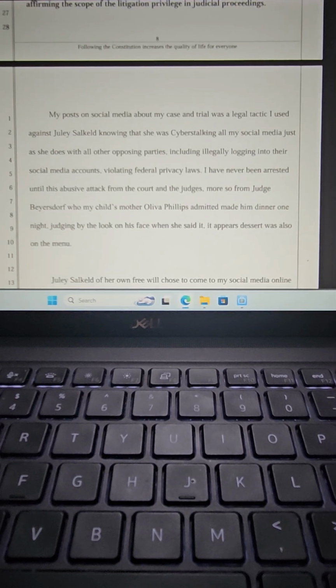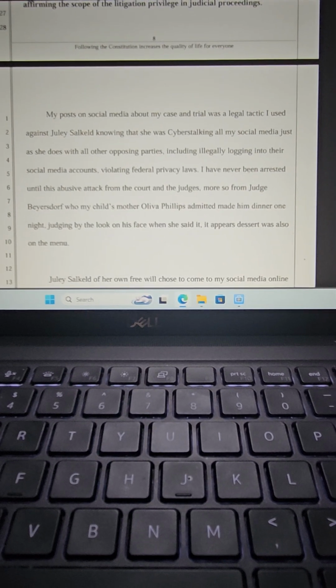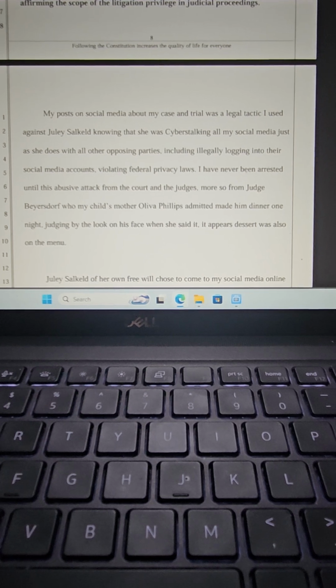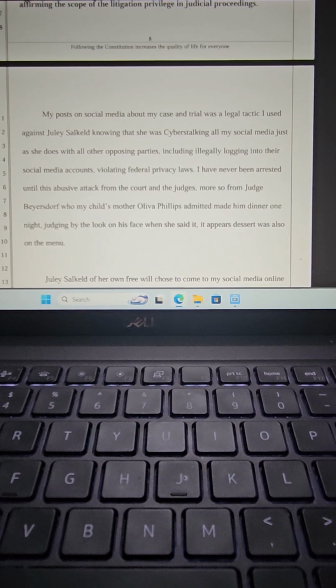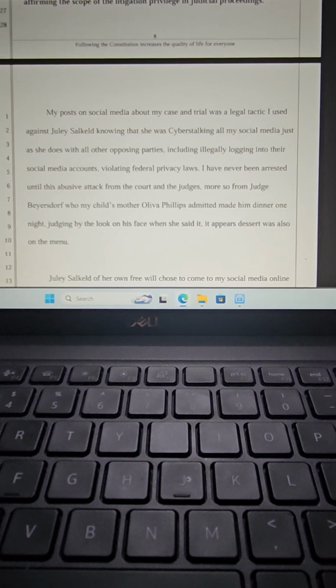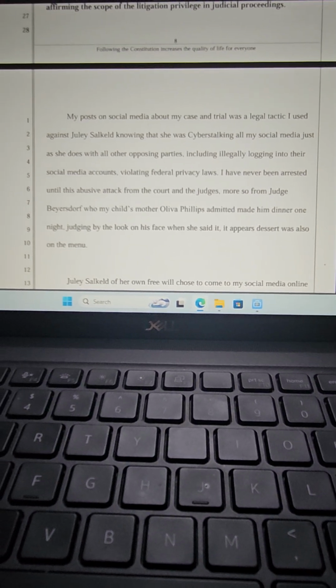My post on social media about my case and trial was a legal tactic I used against Julie Sockeld, knowing that she was cyber stalking all my social media, just as she does with all other opposing parties, including illegally logging into their social media accounts, violating federal privacy laws.